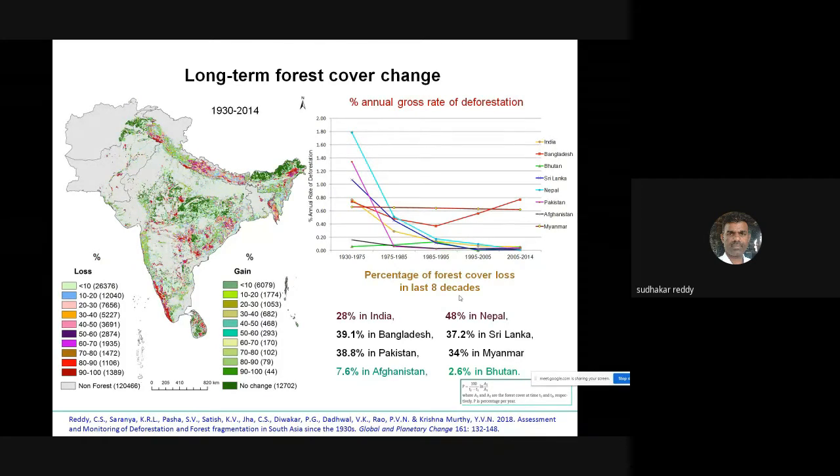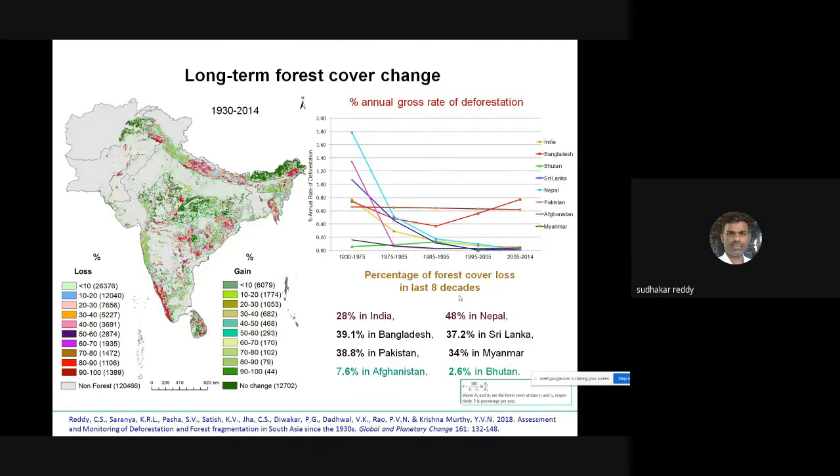And also to meet global conservation targets, like the Aichi International Biodiversity Targets, each country has a mandate to reduce the loss of forest area. So this graph clearly shows the annual rate of deforestation based on decadal satellite data. If you see this graph, from 1930 to 1975, the majority showed forest cover loss of more than 0.6% per year.